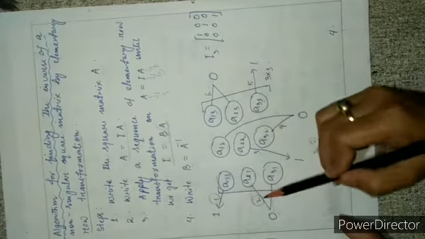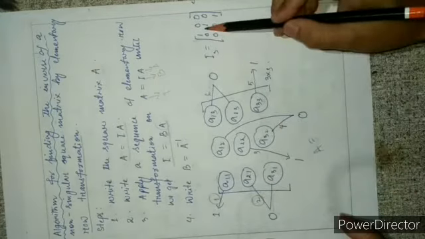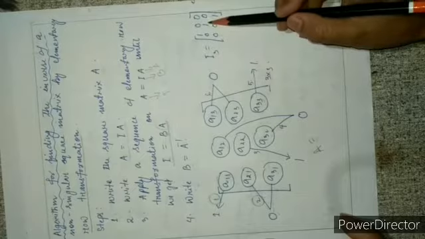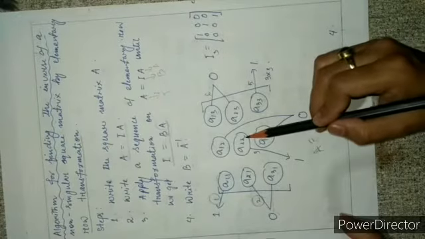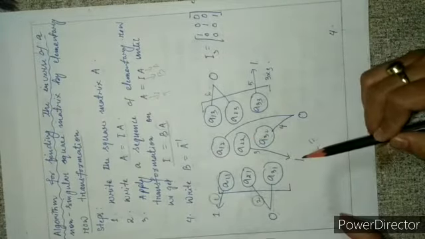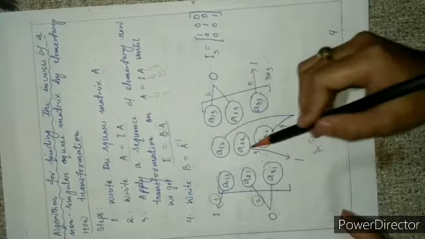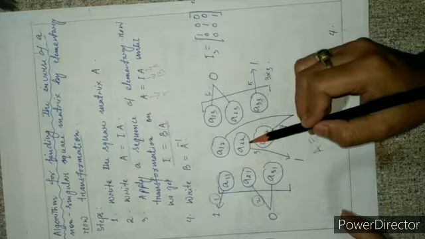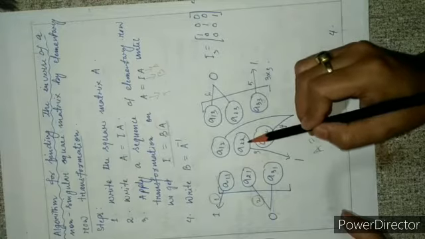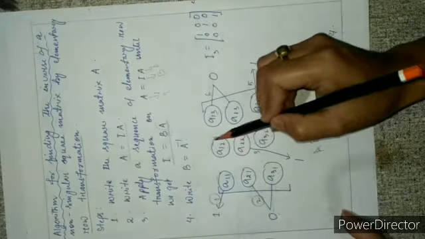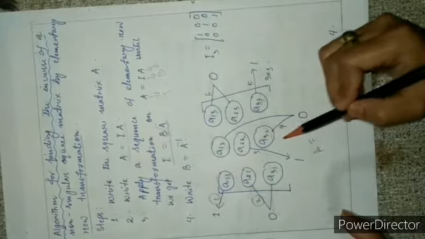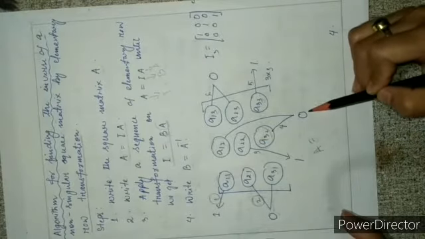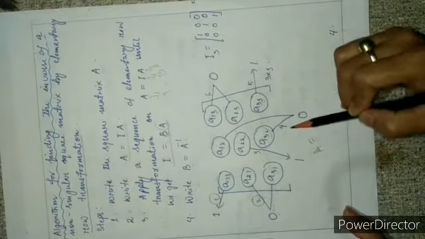Next, the diagonal element A22 should be equal to 1. By using this element 1 in the position A22, make the corresponding elements A12 and A32 equal to 0. This is step number 4.